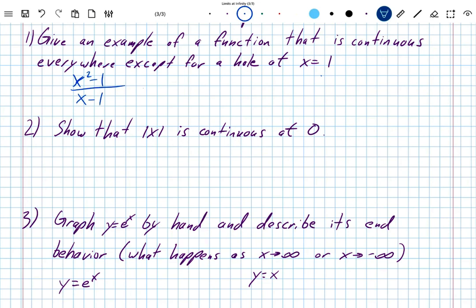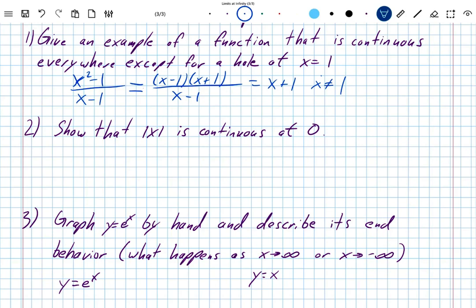Why does this work? Because the top factors. You could have even given it in factored form from the beginning. No reason why you couldn't. This is a perfectly good way to write that. The thing here is that we would like to cancel those x minus 1s, and we are allowed to cancel those x minus 1s as long as x is not equal to 1. Great. So there's a nice example.